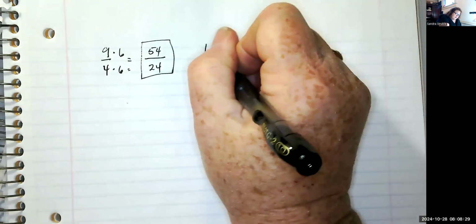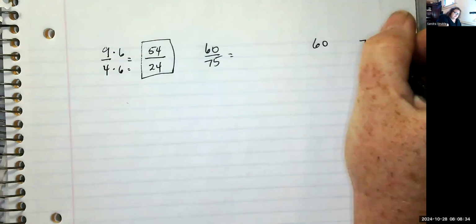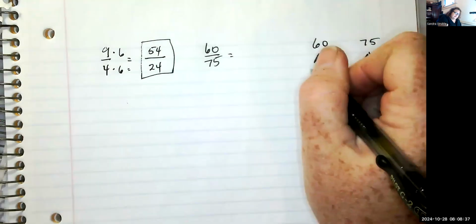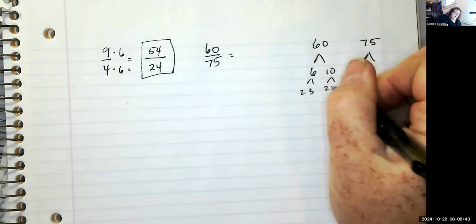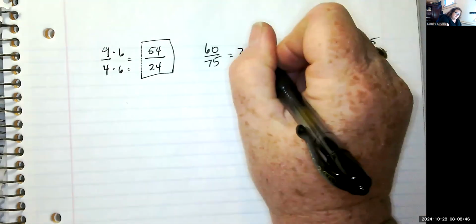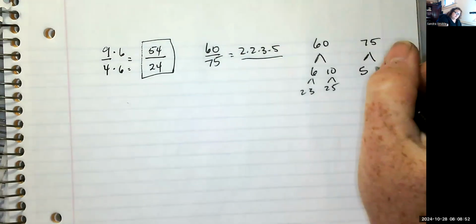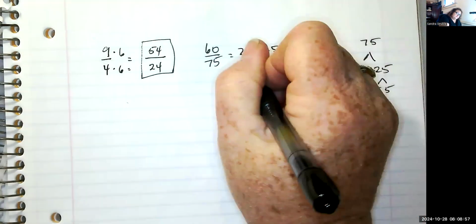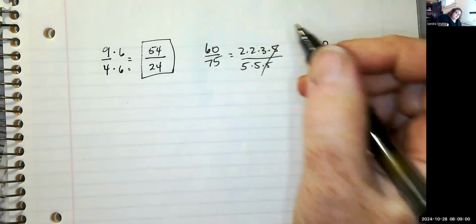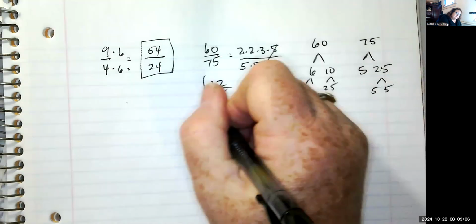The next one is write 60 over 75 in lowest terms. So you can create your trees, 60 and 75. 60, I think of as 6 and 10 immediately. 6 is 2 and 3. 10 is 2 and 5. So 2, 2, 3, 5. 75, I know it's 5 times 25, thinking of quarters. And then 25 is 5 and 5. These reduce. We're left with 2 times 2 is 4, times 3 is 12, over 5 times 5 is 25.